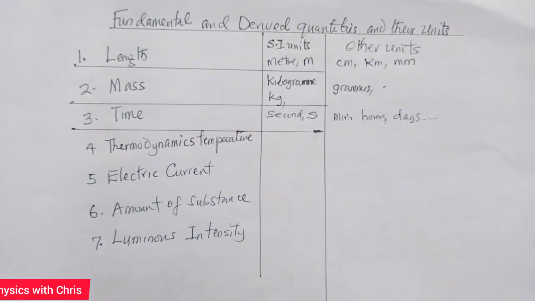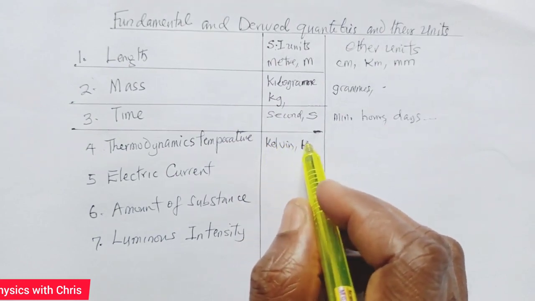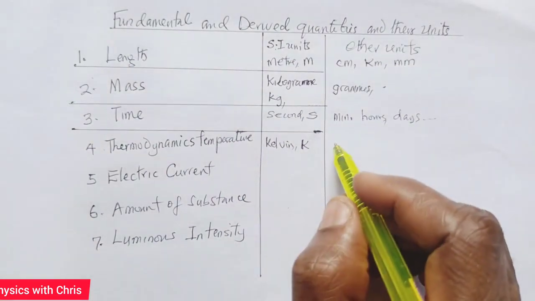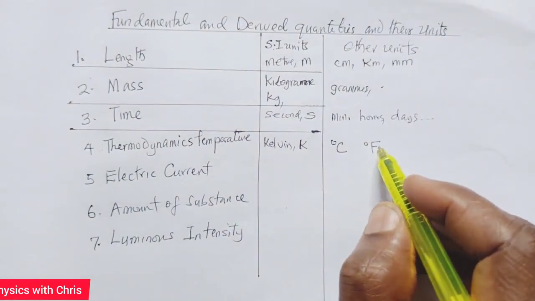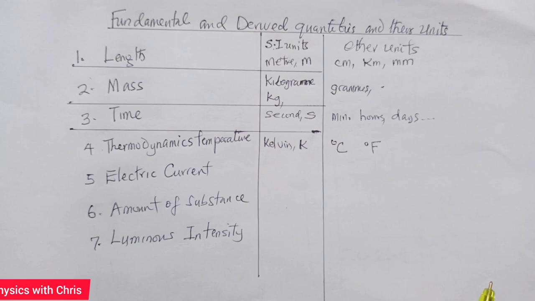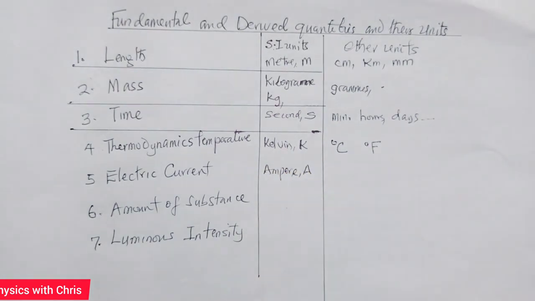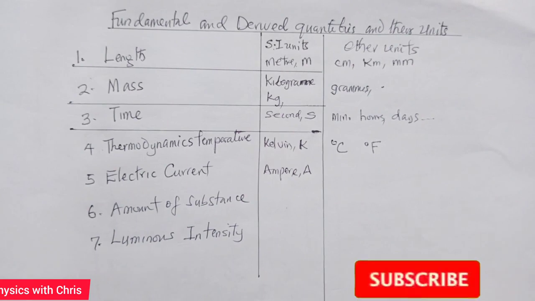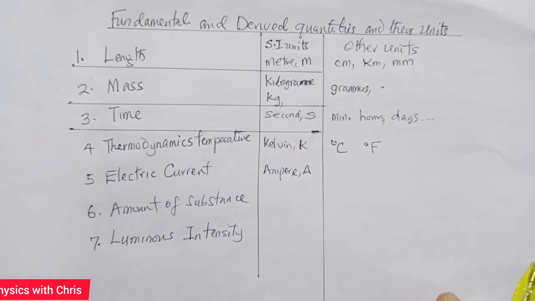Then the next one is thermodynamic temperature, which is measured in Kelvin as the SI unit. This symbol K is capital. And then we have other units like the degree Celsius, which can also be used to express temperature. You can also use degree Fahrenheit to express the temperature of a body. But the SI unit for thermodynamic temperature is the Kelvin. Electric current is measured in the ampere. The ampere, symbol A, is the unit of measurement of this fundamental quantity, electric current. And of course, ampere is an agreed unit, given in honor of a scientist called Ampere.